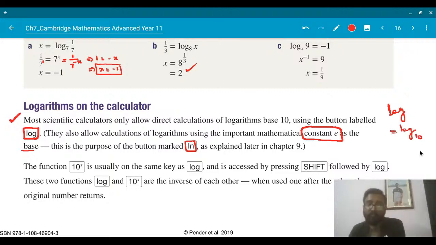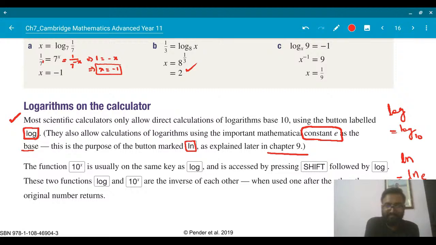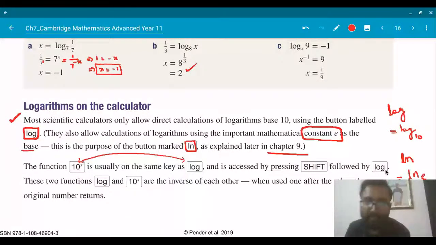If you want to work with log base e, then we have to look up in chapter 9. Okay, so that's why I came to start this chapter 7. If you want to go with chapter 9, all these things about the base will come there. So the function 10 power x is usually the same key as log, and is accessed by pressing shift followed by log. These two, 10 power x and log, are both inverse to each other.